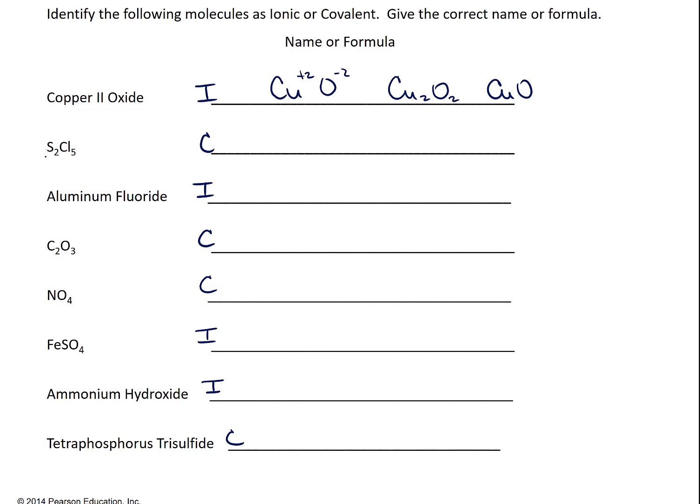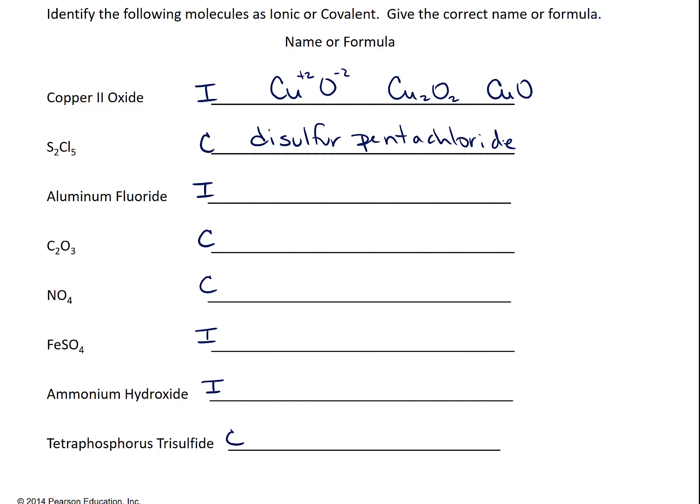S2Cl5 is covalent, so this means you have to use number prefixes. Ionic does not use number prefixes, covalent does. So this would be disulfur, and 5 would be penta. 2 sulfurs, 5 chlorines in that one. Covalent, use the number prefixes.